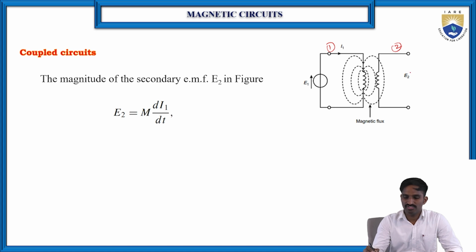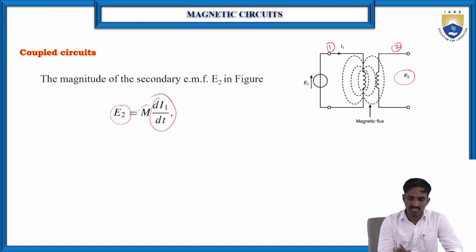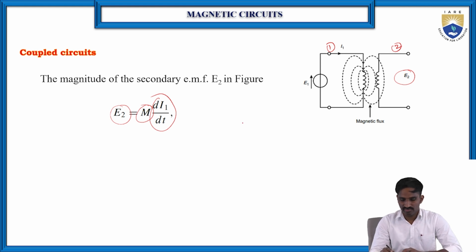So how is the EMF induced in the secondary winding due to the change in current in the primary winding? The cause that produces the EMF in the secondary winding is the change in the current in the primary winding, that's why we have dI by dt. Of course, the EMF not only depends on dI by dt, it also depends on how the two circuits are coupled with each other. That is represented by the mutual inductance between the two circuits. So E2, the EMF induced in the secondary winding, is equal to M into dI1 by dt.